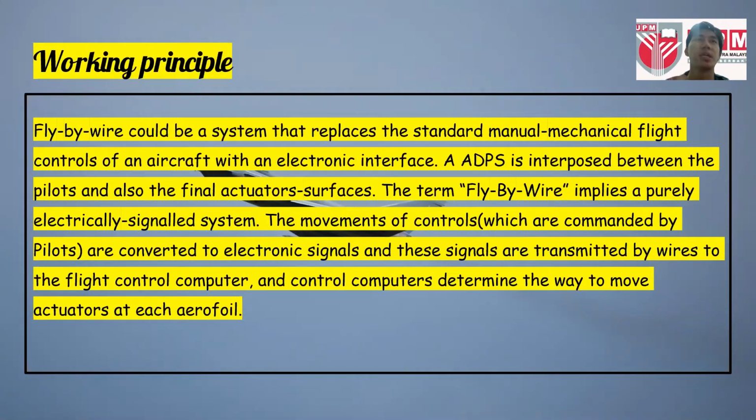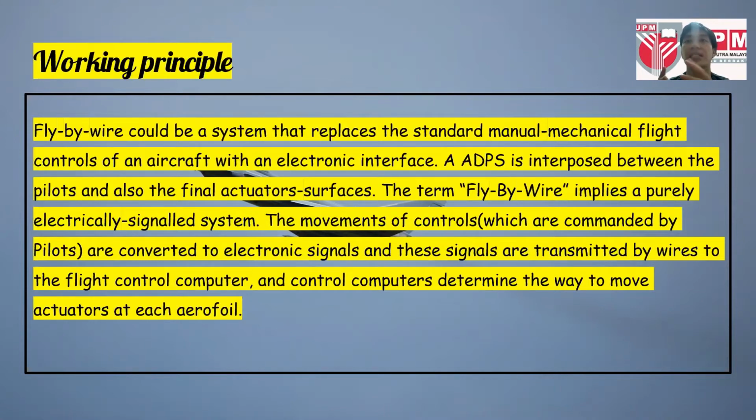So back to the working principle, fly-by-wire is a system that replaces the standard manual mechanical flight controls of an aircraft with an electronic interface. So fly-by-wire means that we have the autopilot and many more. Manual mechanical flight is like a manual machine, where we ourselves conduct the machine without the help of any other electronics.